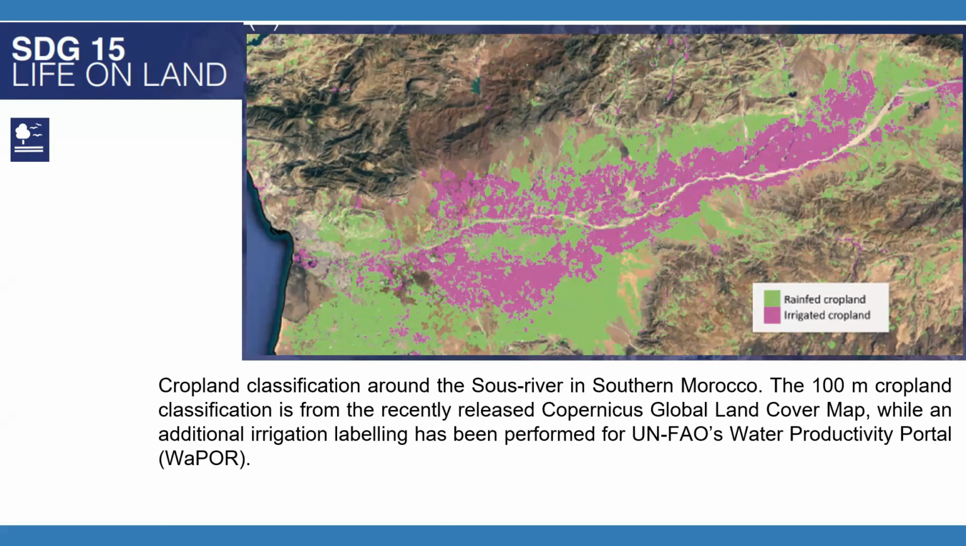This is another example to illustrate how the Copernicus products can support the Sustainable Development Goals. For example, related with SDG 15, Life on Land, we have this image, a cropland classification around the Sousse River in southern Morocco. This is an excerpt of the Copernicus Global Land Cover Map, and we can add additional layers of irrigation plots that have been produced by FAO's Water Productivity Portal. This is an interesting rain-fed cropland and irrigated cropland map using satellite information, mainly Copernicus 2 products.